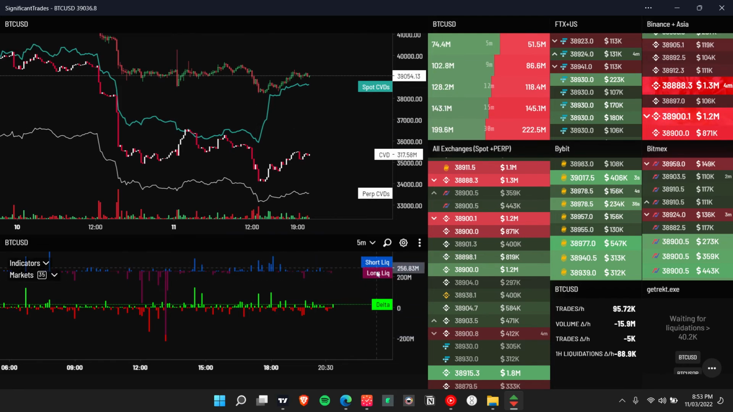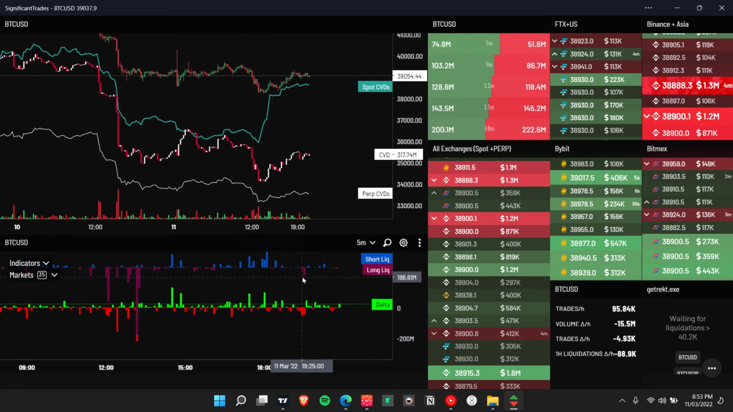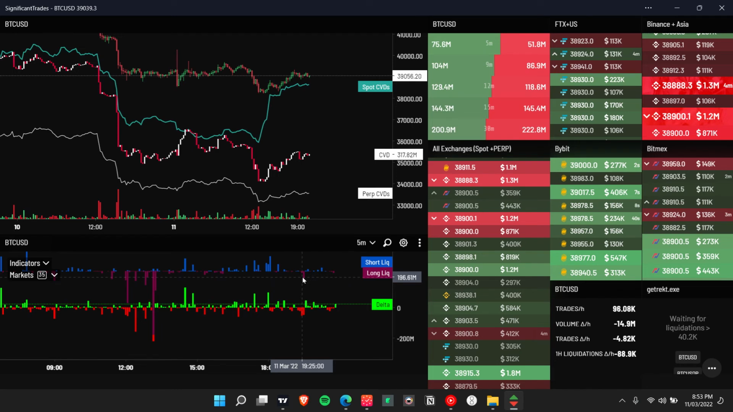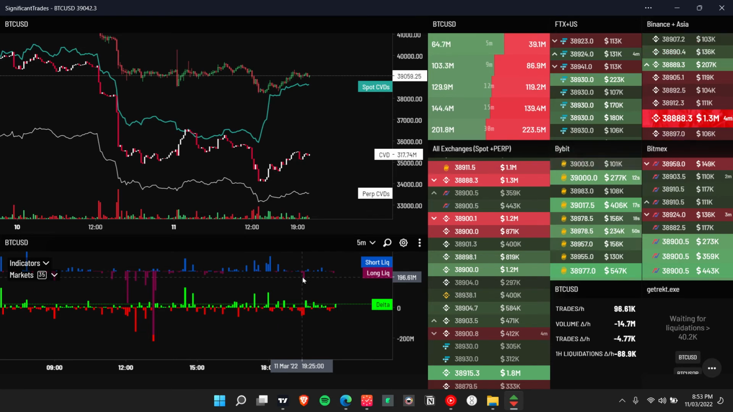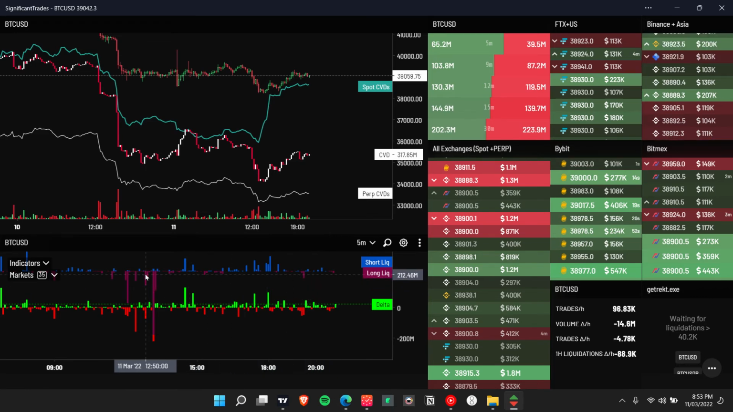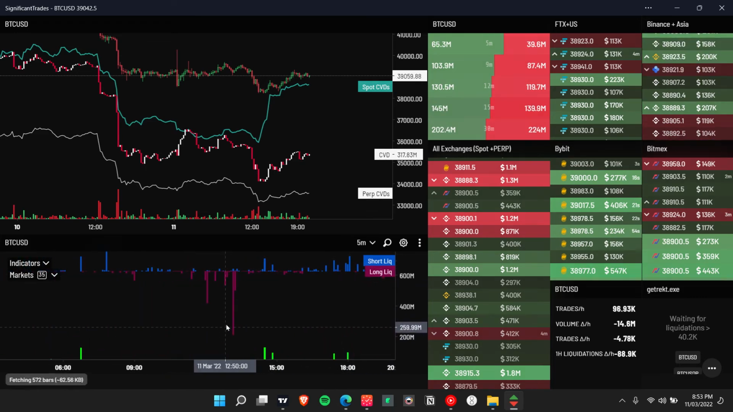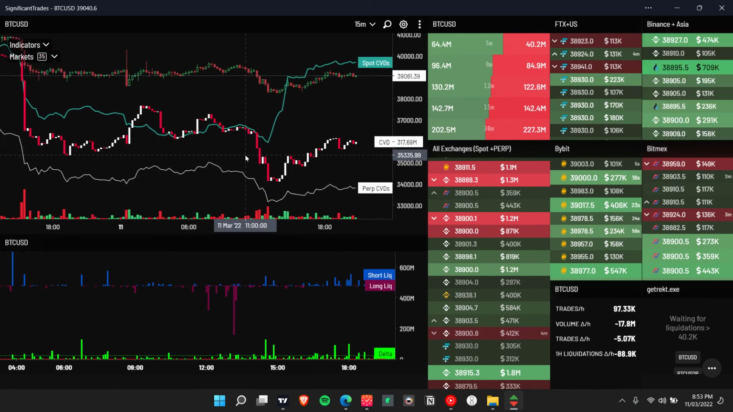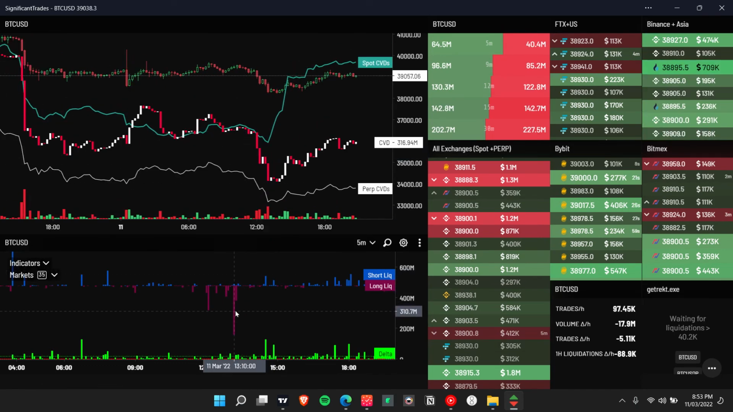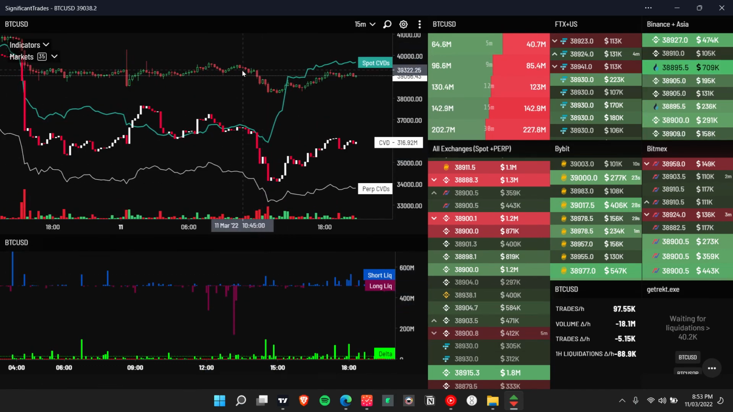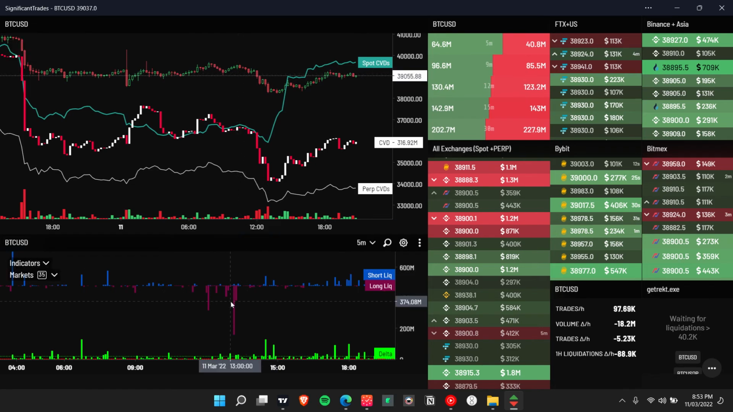The other one is short and long liquidations. We all know what liquidation is. If you're in the futures market, if you've liquidated your account in a day or two, you'll know what it means. In this example, we have a huge spike. Look at this. At this point, a lot of shorts got liquidated. At this point in time, a lot of longs got liquidated.